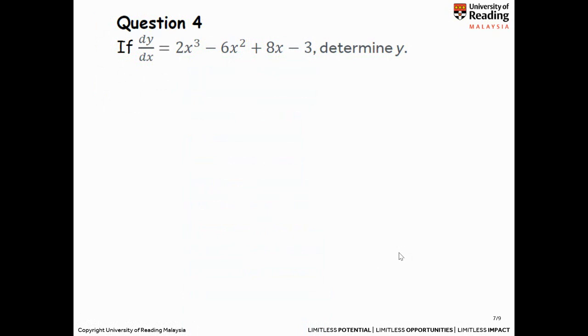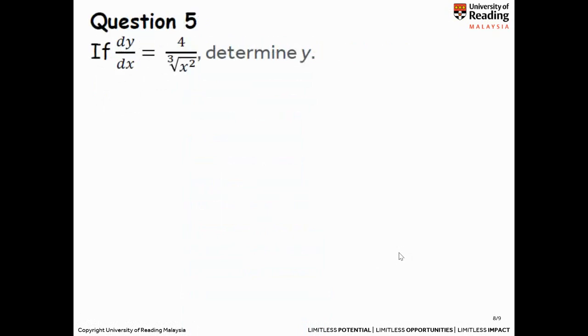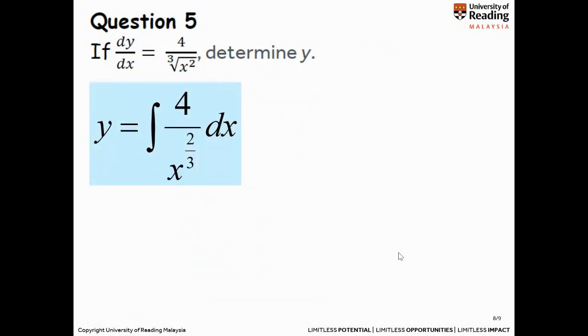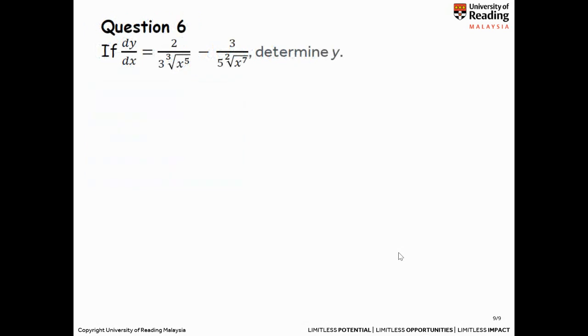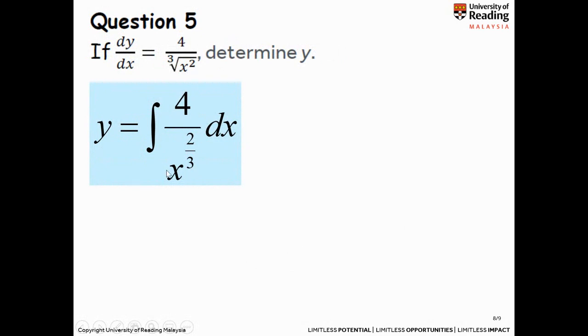So this is question 4. Then this is question 5. Please refer to the previous example on how to integrate the expression here. So you are given dy dx, you shall get y by integrating the expression there. And the next one, okay. So that means here, you shall change it from the surd form to index form. Then you follow what I have shown you in the previous example to integrate.